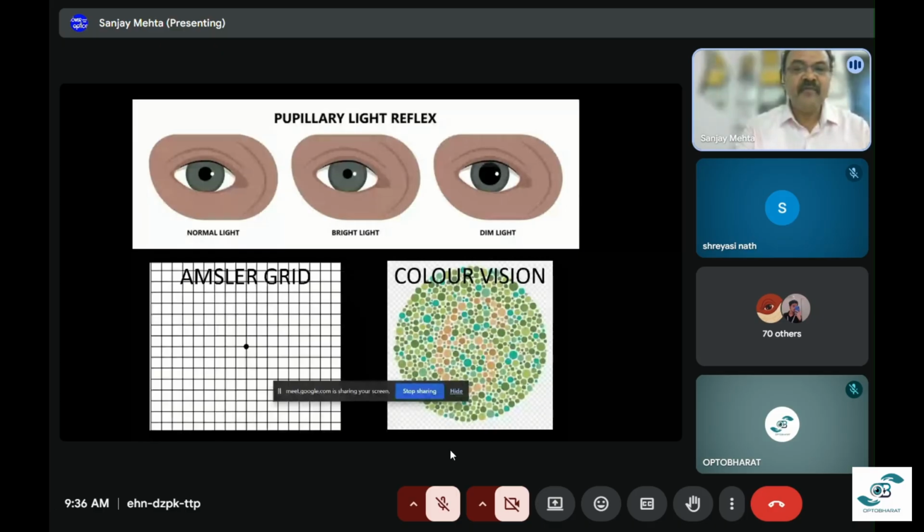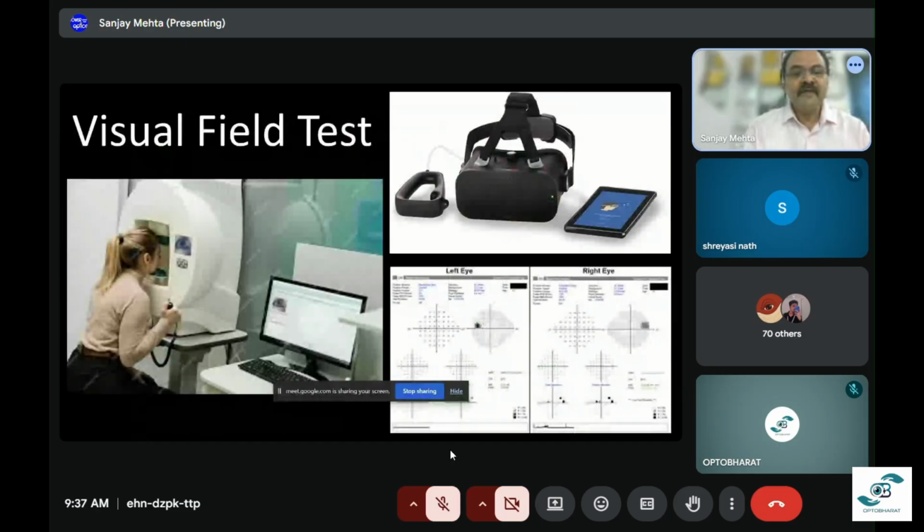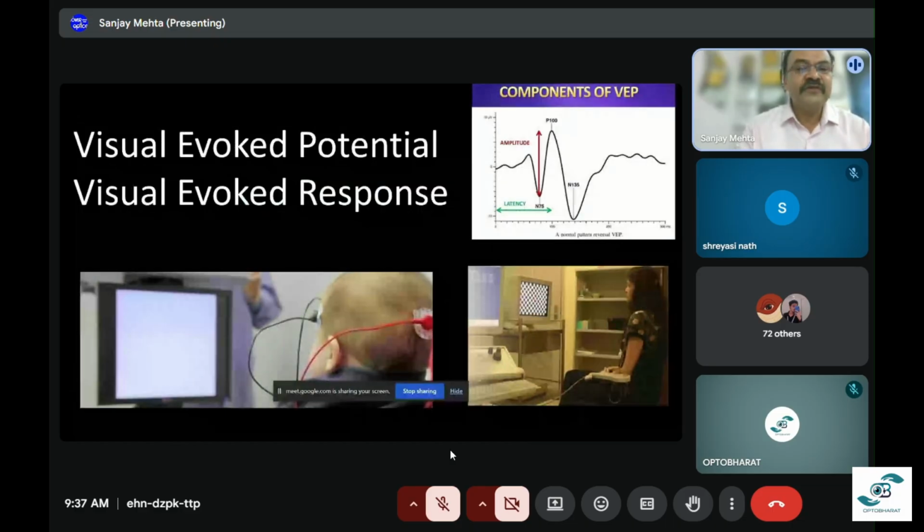One more test is the visual field test, where we can assess how much damage has happened to the optic nerve as well as the other parts of the retina. You can see on the left side the gold standard Humphrey, and nowadays, on the right at the top, you can see the portable visual field analyzer, which I also have. We also have visual evoked potential and visual evoked response, which tell the integrity of the whole path of the optic nerve from the retina to the brain.